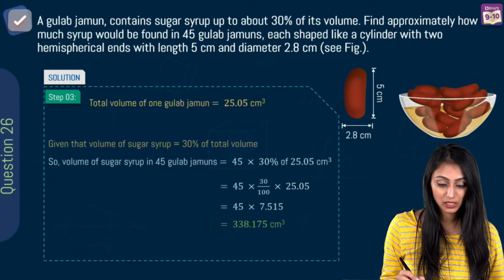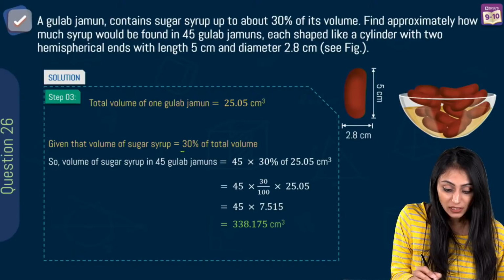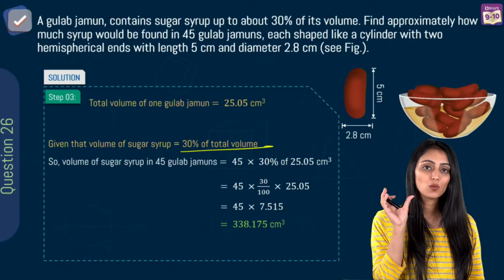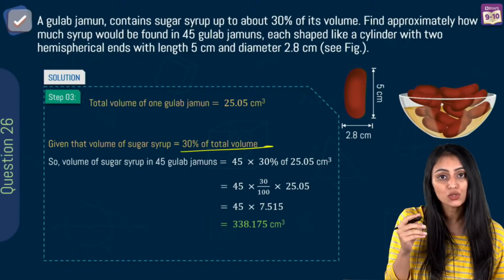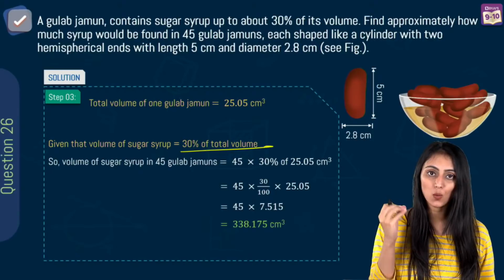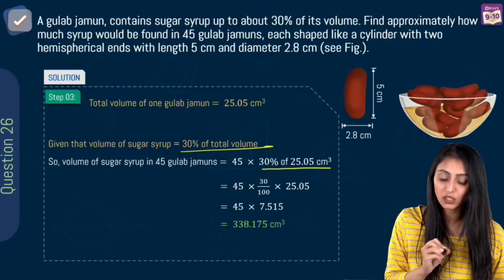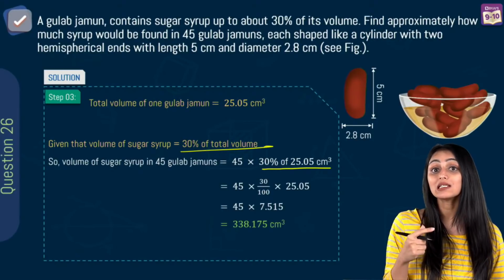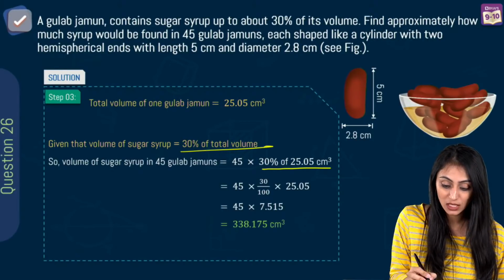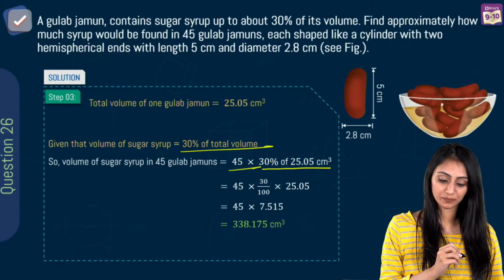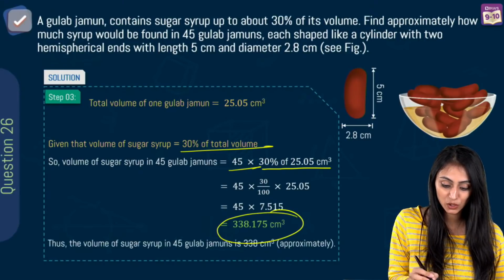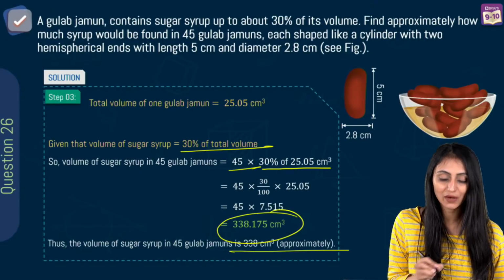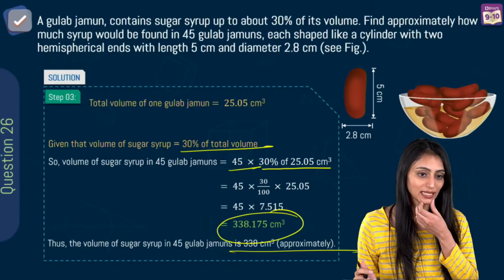That's the volume for one gulab jamun. Now what I need here is, the question says the sugar syrup in one gulab jamun is 30% of its volume. There are 45 gulab jamuns. So to get the value of sugar syrup in one gulab jamun, it's going to be 30% of the volume of one gulab jamun. Since there are 45 gulab jamuns, we will multiply that by 45, right? So what do you get? 338.175 centimeter cube. So approximately it would be 338 centimeter cube. That would be the one.